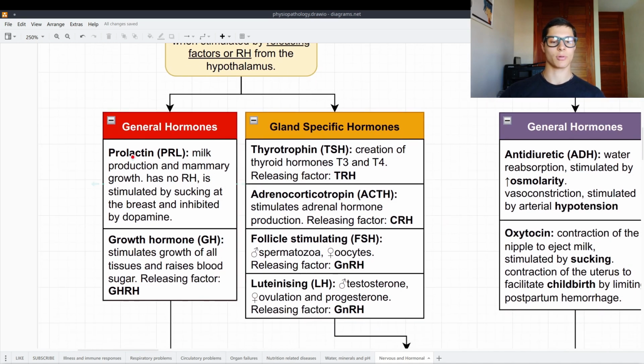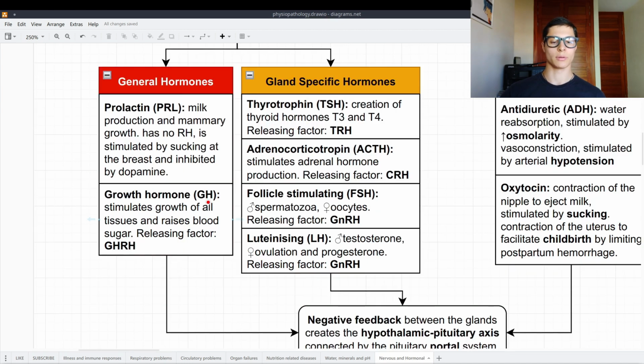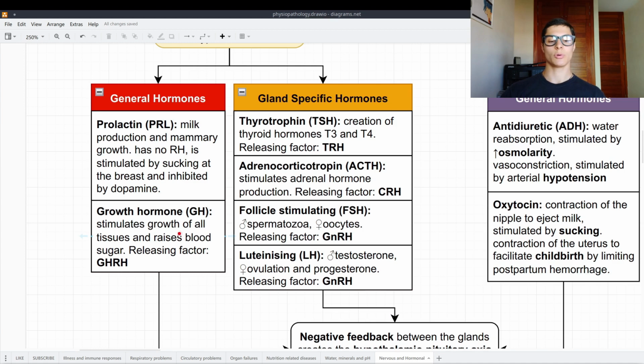General hormones are the prolactin, which is used for the milk production and mammary growth, has no releasing hormone and it is stimulated by sucking at the breast and inhibited by dopamine. Then we have the growth hormone, the GH, which stimulates the growth of all tissues and raises blood sugar. Releasing factor, the GHRH, releasing hormone.